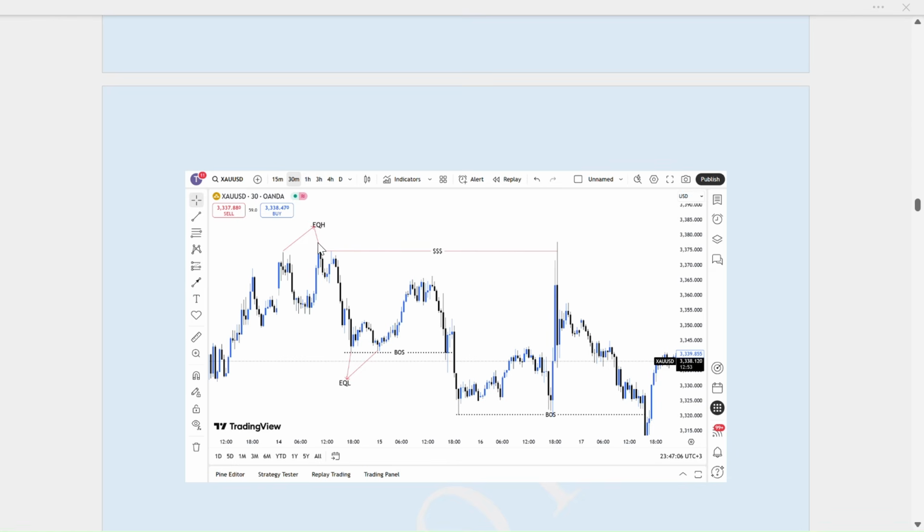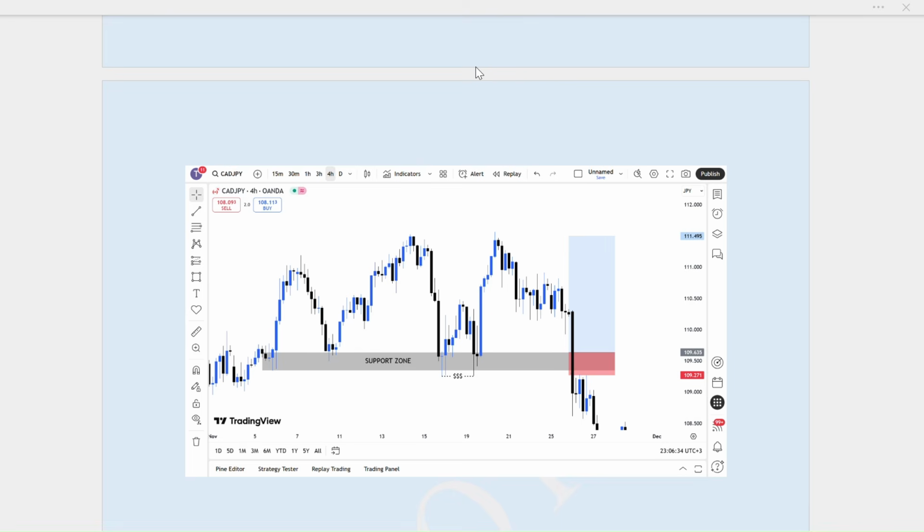So equal highs and equal lows attract the price to come back and try to take that liquidity before going into the intended direction. You can see very clearly, after we had these equal highs, they were not taken out before price went back down. So price had to come back up to sweep those equal highs before going in the intended direction.